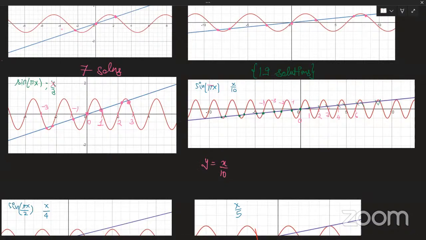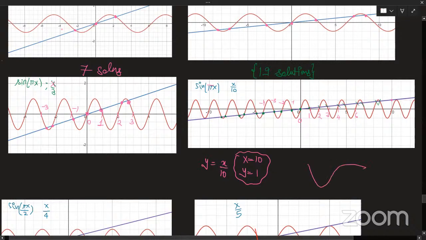So tell me, if I put x is equal to 10, what will be my value of y? 1. Absolutely correct. So when x is equal to 10, my value of y is already 1. I am enlarging the picture for you. So what is happening is, I have my curve something like this, going like this.